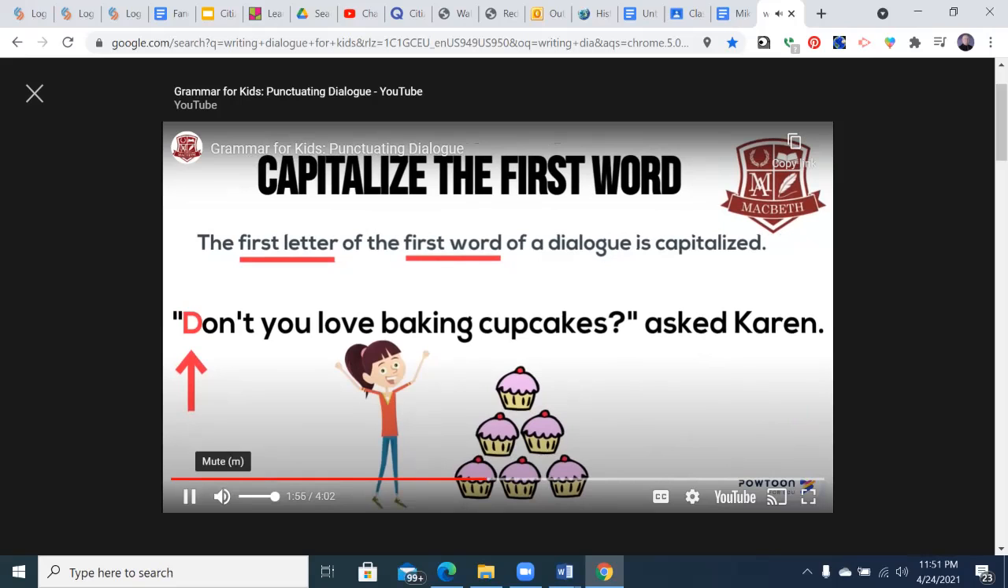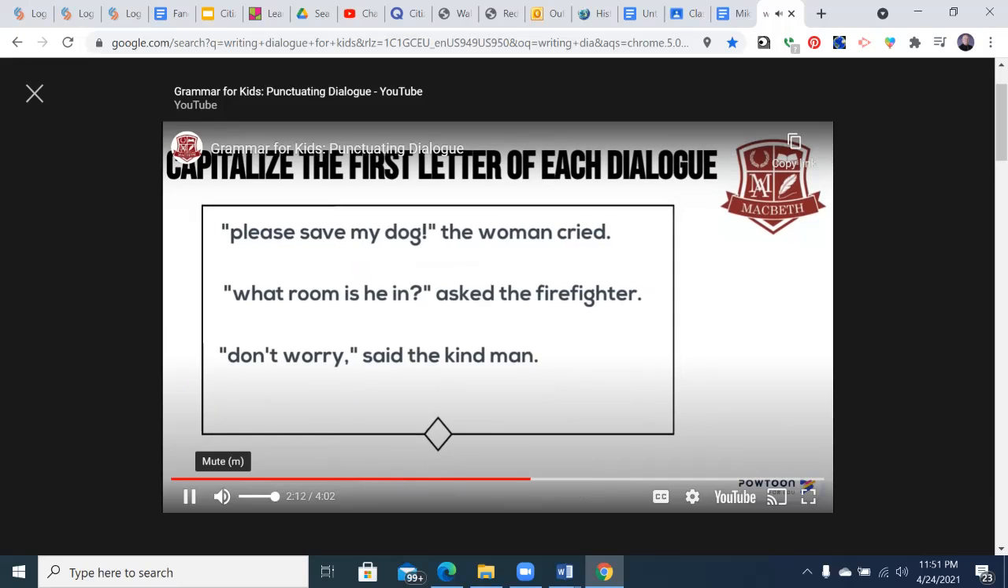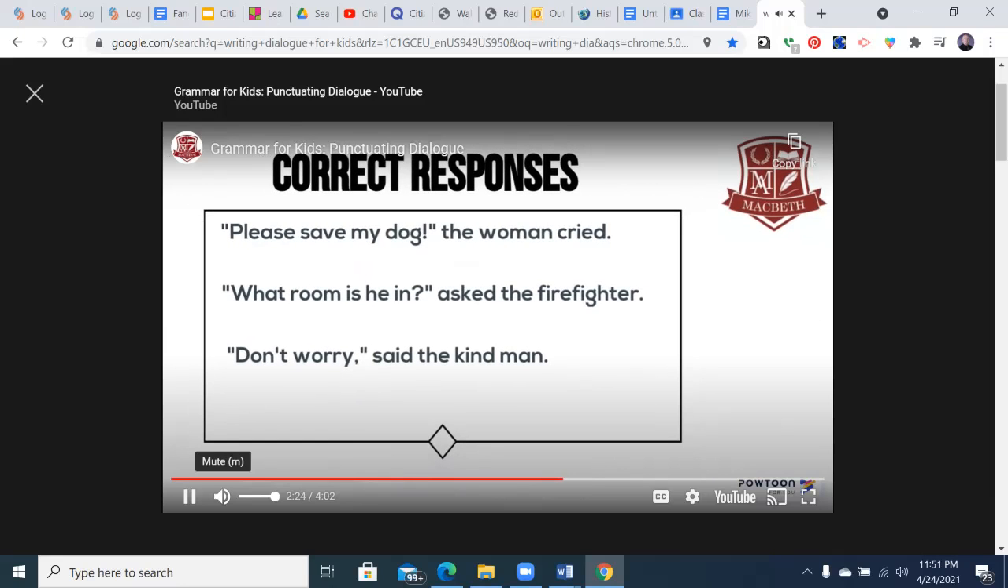In a dialogue, the first letter of the first word is capitalized. In the sentence below, "Don't you love baking cupcakes?" asked Karen. The D in "don't" is capitalized because "don't" is the first word that Karen says. Now it's your turn. Pause the video and capitalize the first letter of each character dialogue. You can do this in your head. Here are the correct responses.